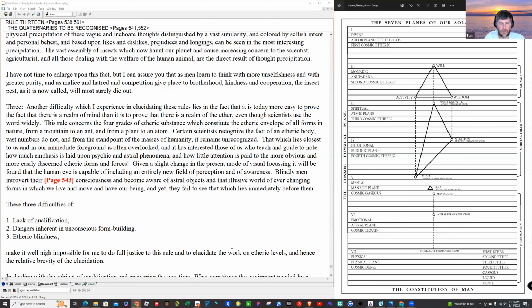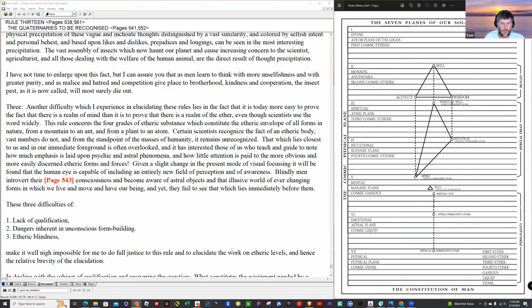Certain scientists recognize the fact of an etheric body. Vast numbers do not, and from the standpoint of the masses of humanity, it remains unrecognized. That which lies closest to us and in our immediate foreground is often overlooked. And it has interested those of us who teach and guide to note how much emphasis is laid upon psychic and astral phenomena, and how little attention is paid to the more obvious and more easily discerned etheric forms and forces.